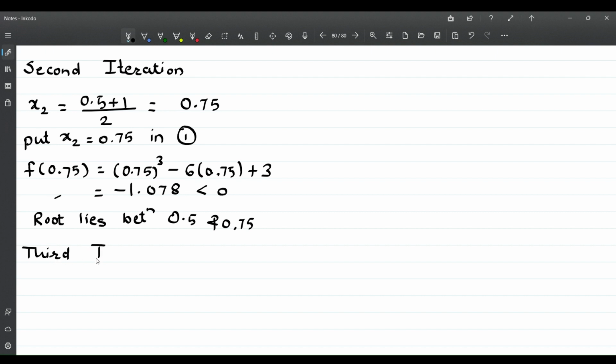Now third iteration. x3 is equal to the addition of these two new trial points, 0.5 plus 0.75, divided by 2. 0.5 plus 0.75 is 1.25, divided by 2, that is 0.625.